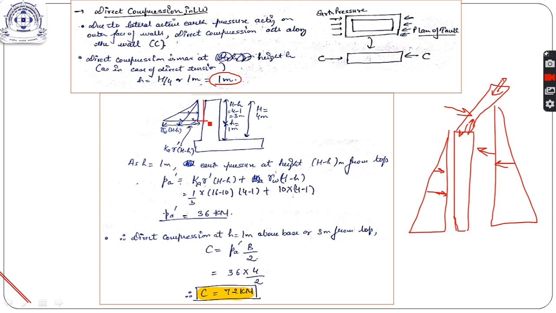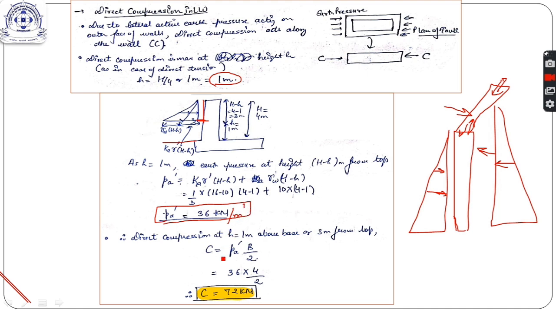I hope you understand. Earlier we had calculated the pressure here, which was maximum. Now we are calculating it at this height, because we assume that the direct compression or direct tension is maximum at height H minus h.